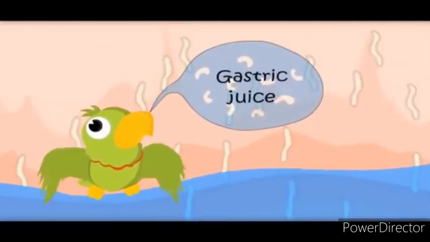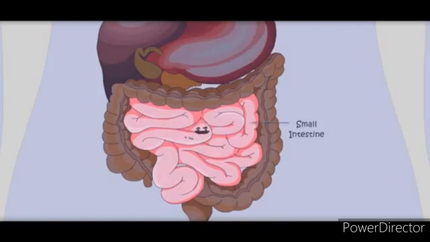Gastric juice. It is the small intestine. Oh, but food is just traveling. Where would the body take nutrients from the food? Right question at the right time. Most of digestion happens in the small intestine. Most of the nutrients are absorbed by the body here.